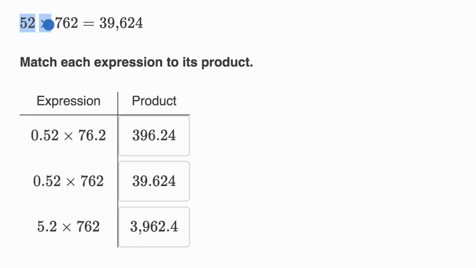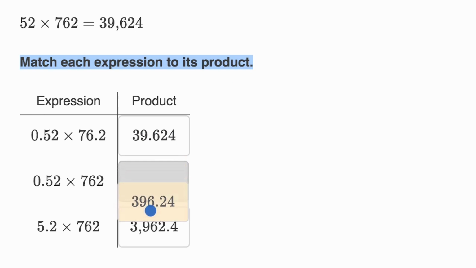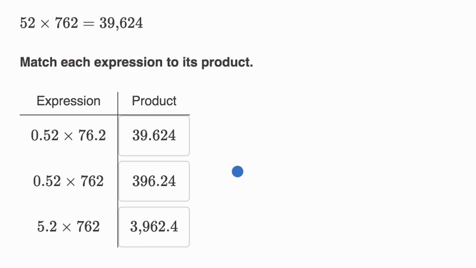We are told that 52 times 762 is equal to 39,624, and then we're told to match each expression to its product. And these products, this is an exercise on Khan Academy, you can move them around so the product can be matched to the appropriate expression. So pause this video and see if you can figure that out. Alright, now what you might have realized is all of these expressions deal with the same digits as 52 times 762, they just have the decimal in different places.